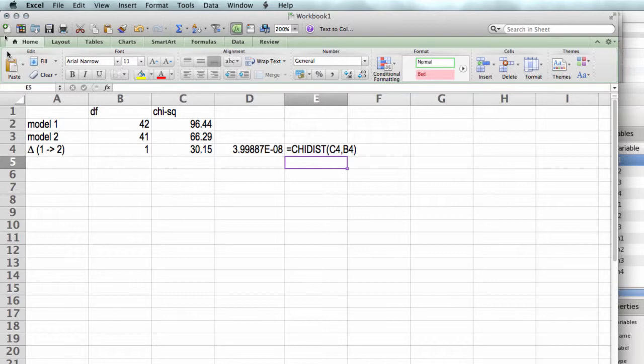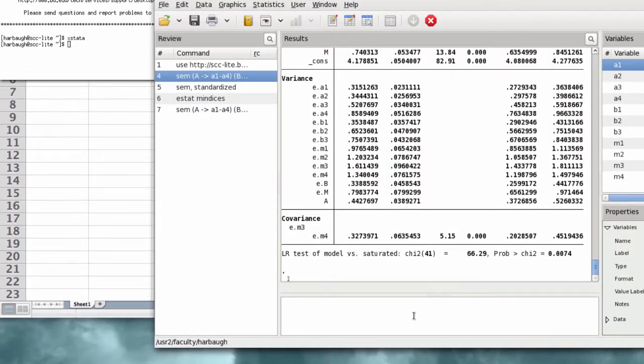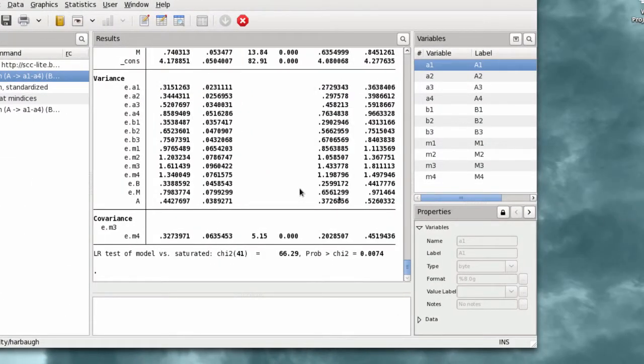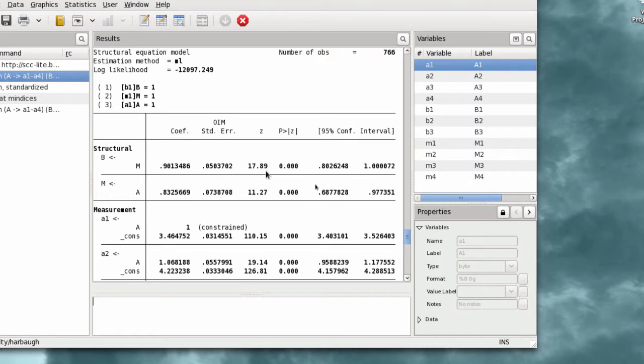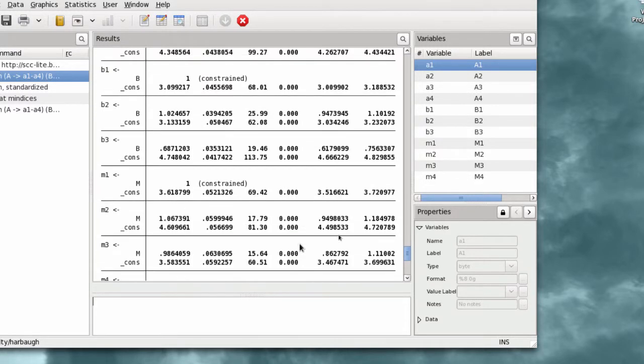All right, so let's go back to our output again and spend a little bit of time walking through this. All right, so still all of my parameters are coming up as significant, so nothing to worry about there.